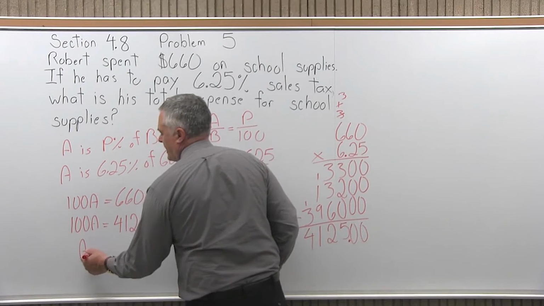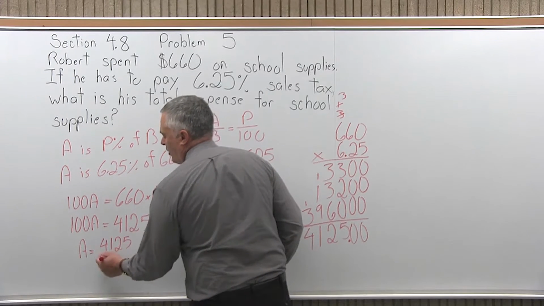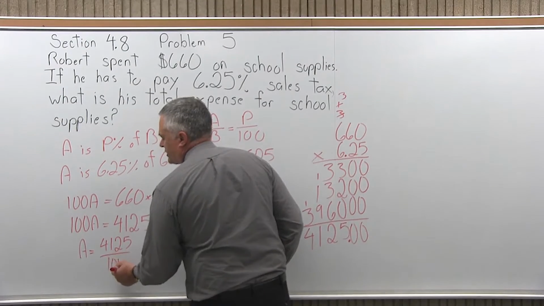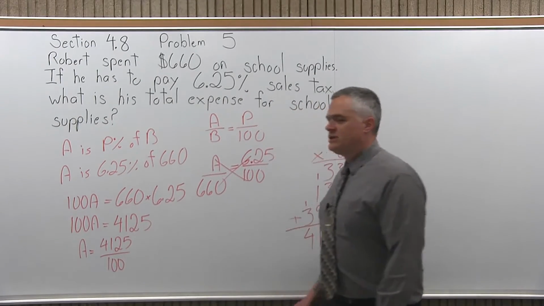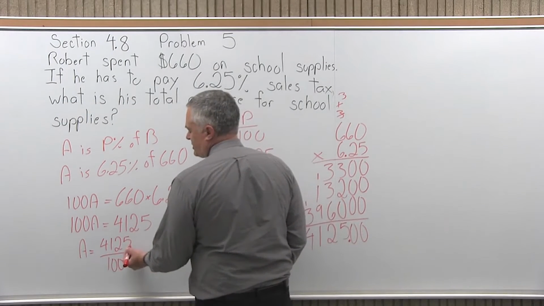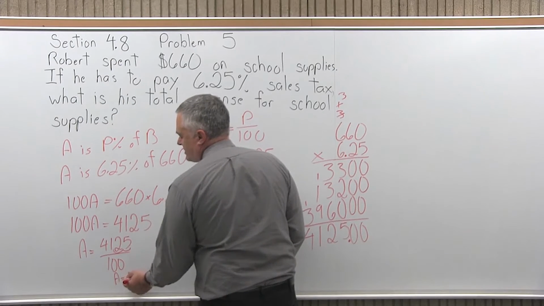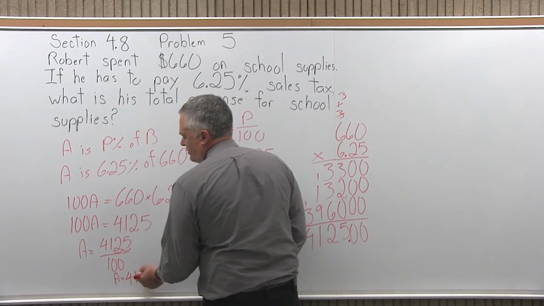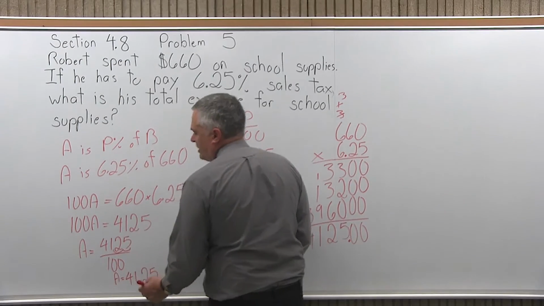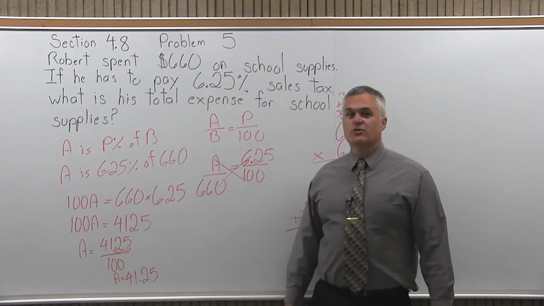A equals 4125 over 100. You can actually do that division out, but I know the 2 zeros in the 100 will pull the decimal back to the left 2 places. There's no decimal written, but you can assume it's after the 5. So what you get as an answer is A is 41.25, which means the amount of tax spent on school supplies was $41.25.